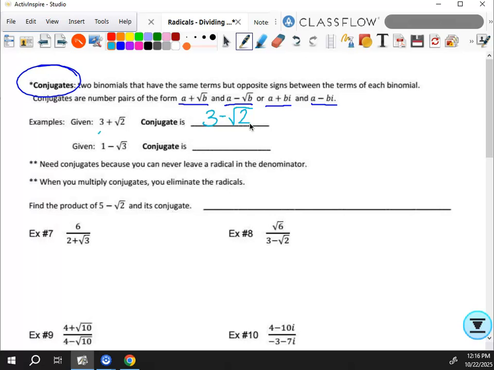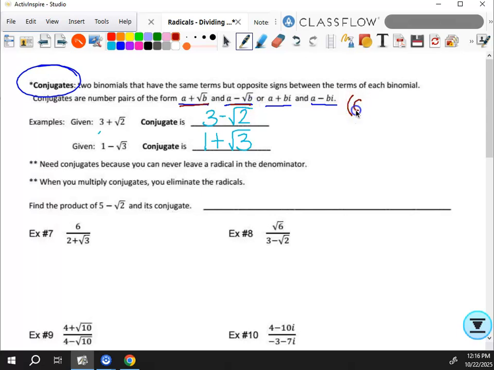If I have 1 minus the square root of 3, what do you think the conjugate is? 1 plus the square root of 3. Okay, we good on all that? Okay, so let's talk about how easy these things are to multiply by looking at a little example using these two things here.